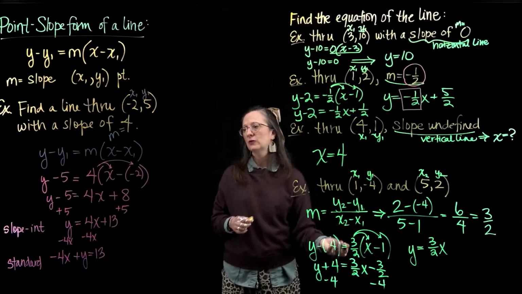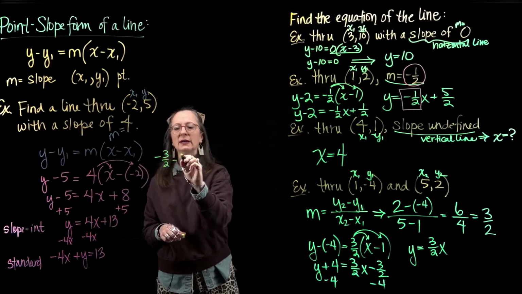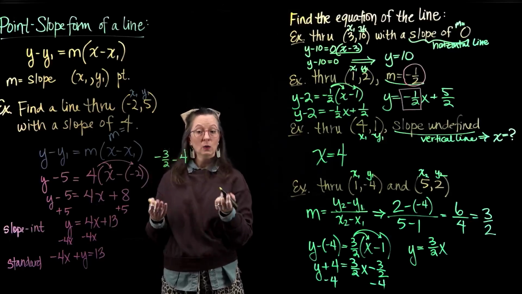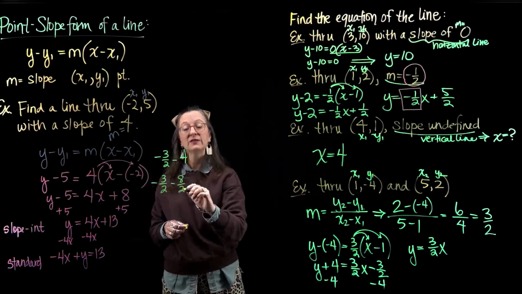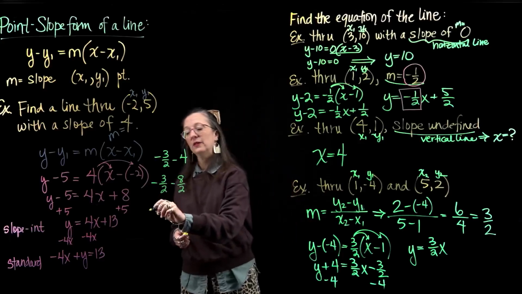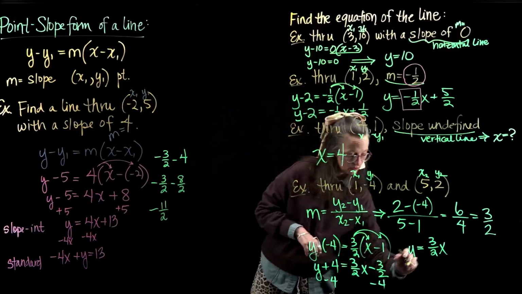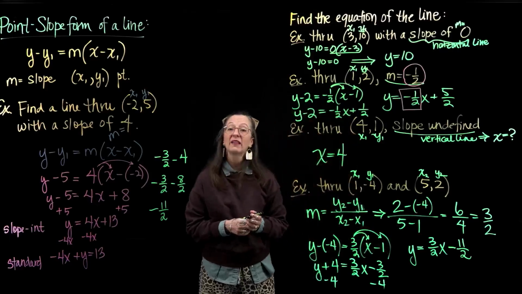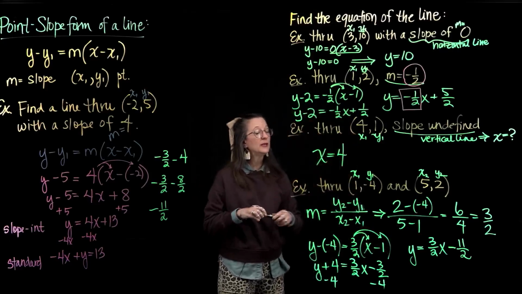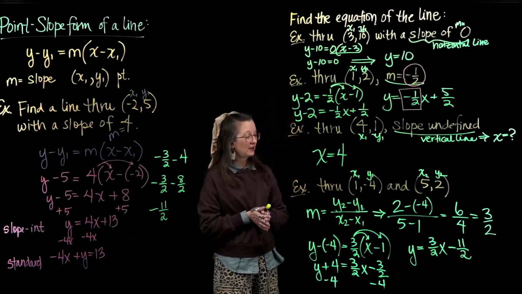Let's work that out. So I'm just going to go right over here to do it. So minus 3/2 minus 4. Well, this would be the same thing as minus 3/2 minus 8/2, getting a common denominator, which would be minus 11/2. All right, so the equation of my line in slope-intercept form would be y equals 3/2 x minus 11/2.